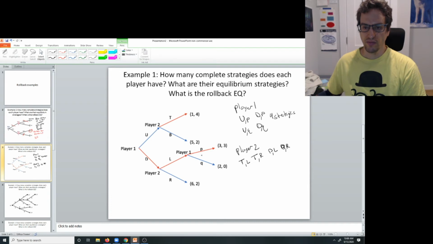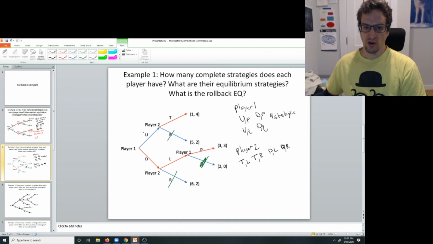Again, we start at the end, P and Q. This is player 1, so we're comparing 3 and 2. They will have 2, so we can mark out that Q. Now player 2 is going to choose between 3, 3 or 6, 2. 3, 3 is better than 2 because it's the second number there, so we can mark out this one. Then we go to player 2, 1/4, or player 2, it's 4 versus 2, so they're going to play bottom. So now we have 1, 4 or 3, 3.